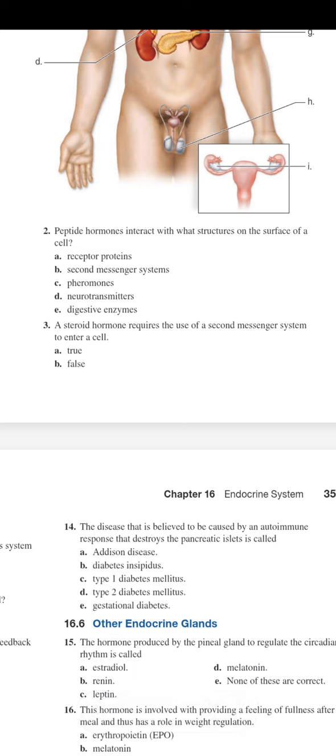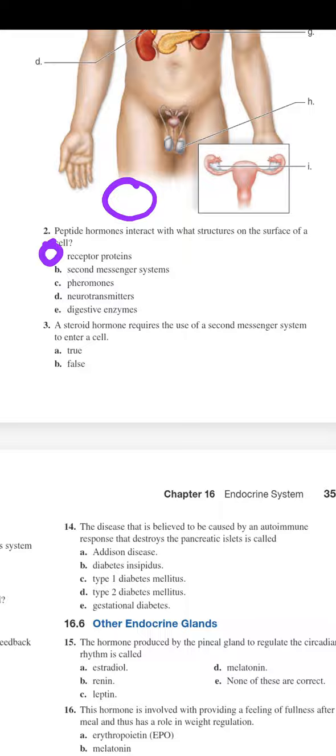Peptide hormones, aka hormones made from proteins, interact with what structure on the surface of the cell? So you have a hormone, and this hormone is made of proteins, peptides. How is it going to enter the cell? Remember, the cell's outer layer is a plasma membrane, and this plasma membrane is made of phospholipids. So a protein cannot enter unless it can interact with receptor proteins which are on the surface of the plasma membrane.